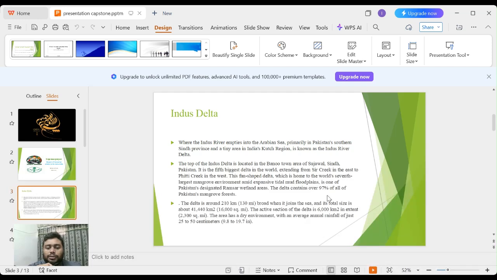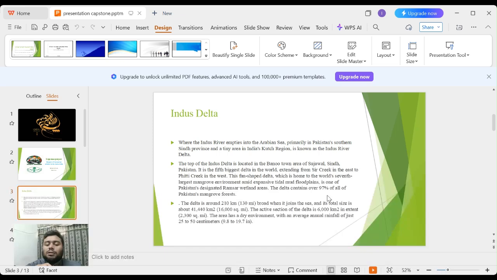These are the fan-shaped deltas. This is called the delta. It is the fifth largest delta in the world. This delta consists of 95% of all the Pakistan river, only 3% are over Pakistan. The total size of the Indus Delta is 41,440 square kilometers.